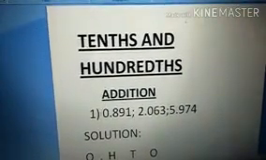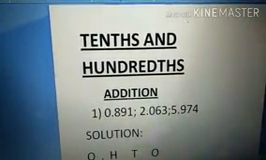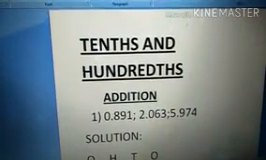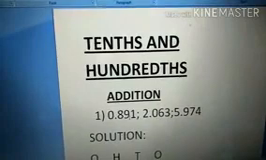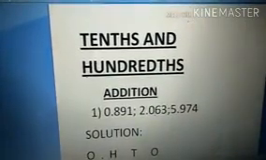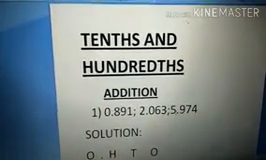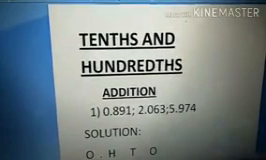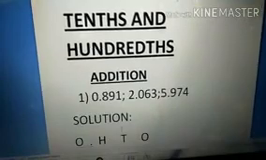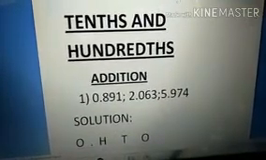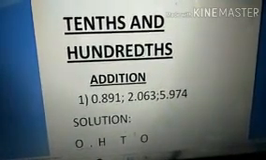Our first problem is: add the following: 0.89, 2.063 and 5.974. Our solution: I place the place value first, children.